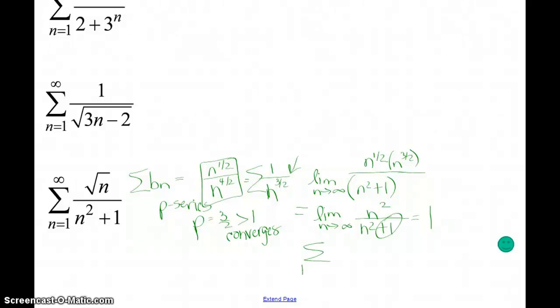So the original series that they gave you, the square root of n over the quantity n squared plus 1, converges by the limit comparison test.